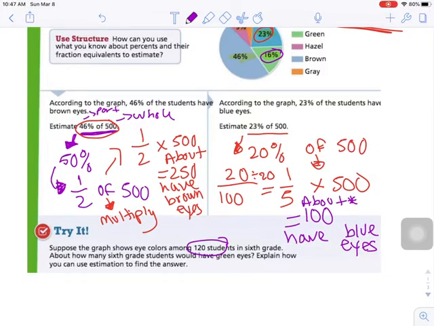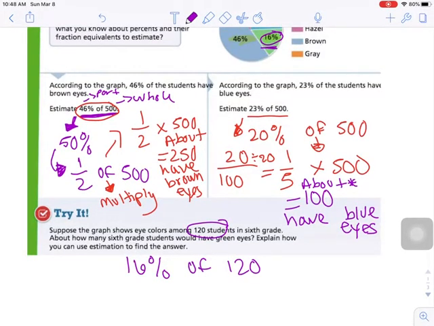So we're saying that we have 16% is our part there, our green eyes. And then we have our whole of 120 students. So go ahead and estimate this. If we were to estimate about how many students, 6th grade students, would have green eyes.